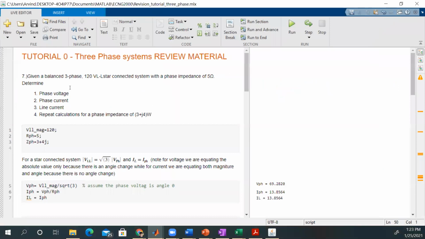So for number 7, we have balanced three-phase. Everybody's seeing this, right? Everybody can see the MATLAB? Yes, good.